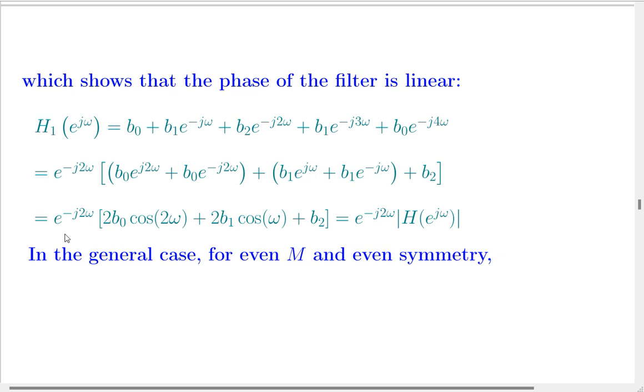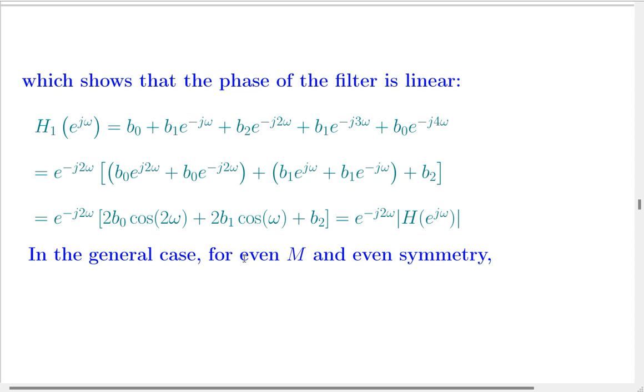Okay? Now the third line, again, we will have 2 b0 cosine of 2 omega inside the bracket plus 2 b1 cosine of omega plus b2. Finally, e to the power of minus j2 omega times an amplitude. So amplitude is an even function, here you see, and phase is odd, and phase is also linear.